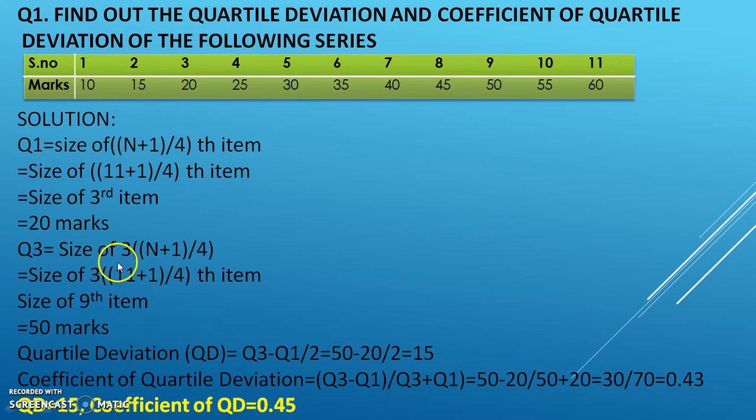Now Q3, 3 times n plus 1 by 4th item, and when we calculate, it will be 9th item. The value of 9th item is 50 marks. And quartile deviation is Q3 minus Q1, 50 minus 20 upon 2, that is 15. 15 will be the quartile deviation, and coefficient of quartile deviation is Q3 minus Q1 upon Q3 plus Q1. And when you calculate it, the answer will be 0.43.